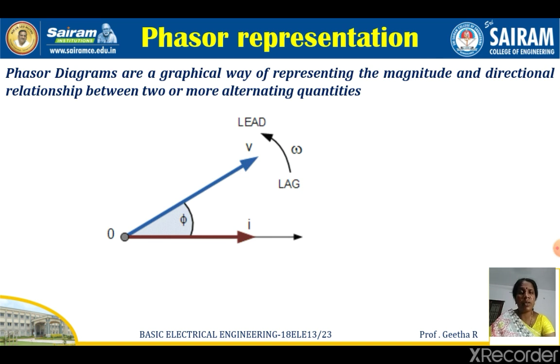It is a graphical way of representing the magnitude and the directional relationship between two or more alternating quantities. When the current is taken as the reference and is drawn along the horizontal x-axis, the angle of the voltage, how much it is more than the angle of the current, is shown here. So you can say the voltage leads the current by phi, or the current is lagging the voltage by phi. That's all about leading and lagging.